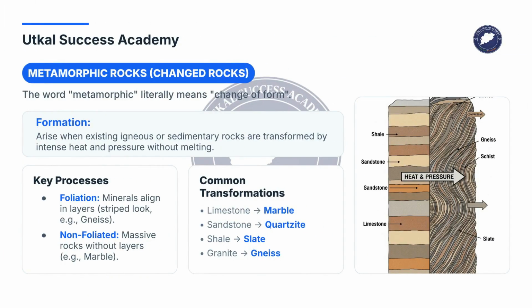Metamorphic rocks are transformed rocks, arising when existing igneous or sedimentary rocks change form due to intense heat and pressure without melting. Key processes include foliation, where minerals align in layers, and non-foliated, where rocks lack layers. Common transformations include limestone to marble and shale to slate.